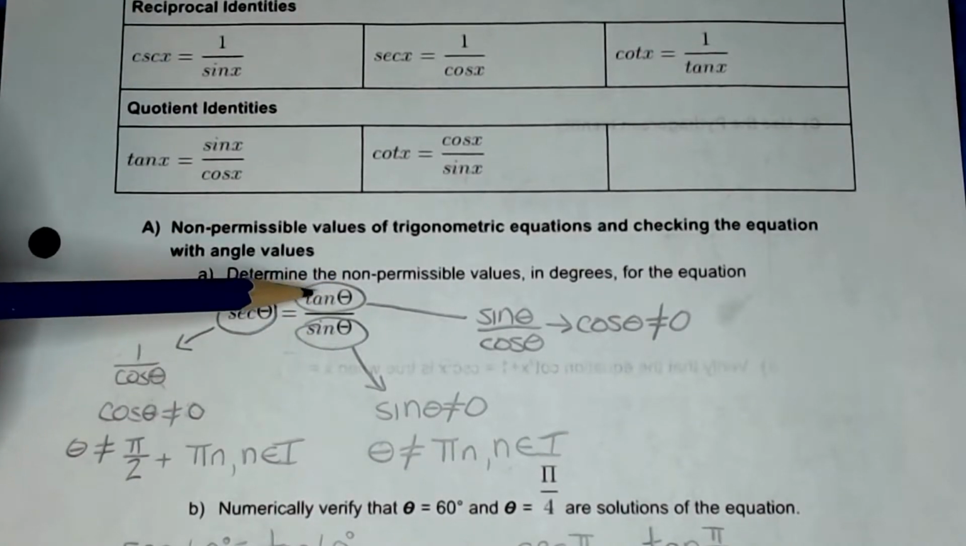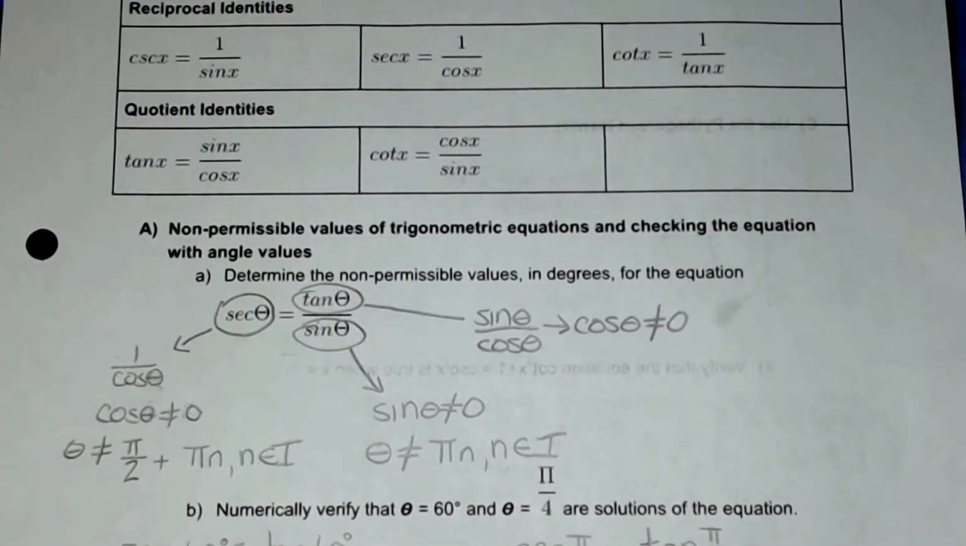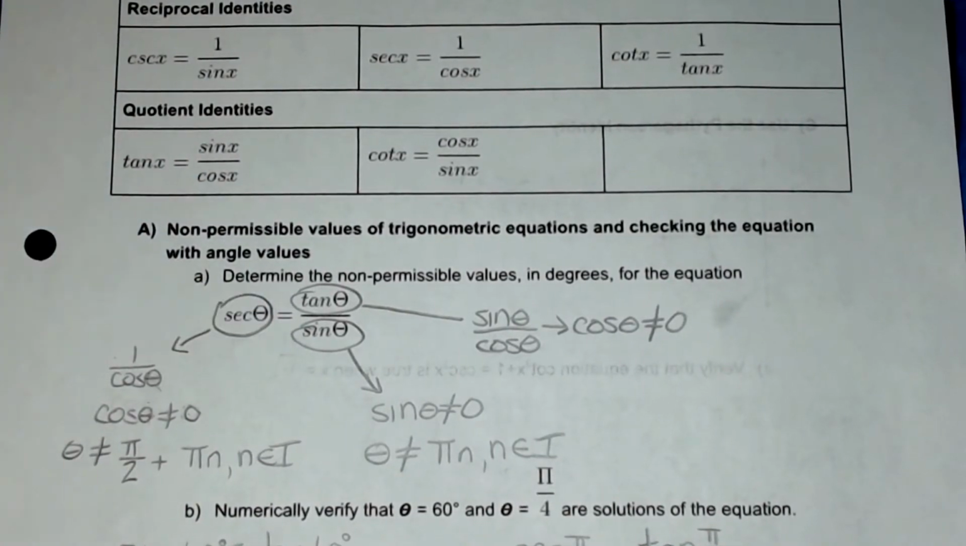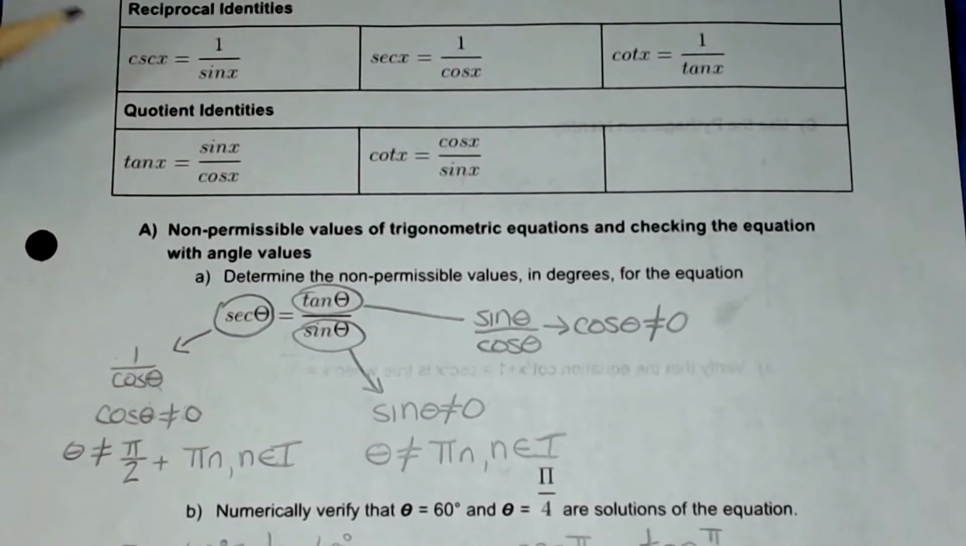On the right-hand side, we have tan theta on top, sine over cos. We, of course, already know that cos theta cannot equal 0. And then we just want to define where sine is undefined. So sine theta cannot equal 0. And, of course, that happens when the y value is equal to 0. And that's at pi, all multiples of pi. So pi n, where n is any integer.